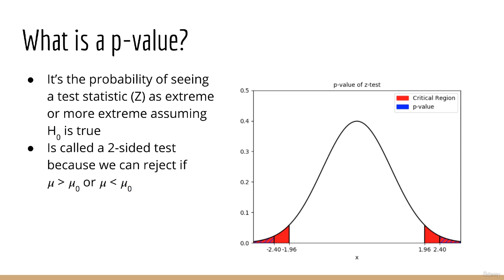That means mu could be greater than mu naught, but also it could be less than mu naught. The way that we calculate this p-value is to take 1 minus the CDF of the absolute value of z, where z is the test statistic, and then multiply that by 2 to account for both sides. We take the absolute value to account for the case where z is negative. You might want to work this out on paper to confirm that this is correct.